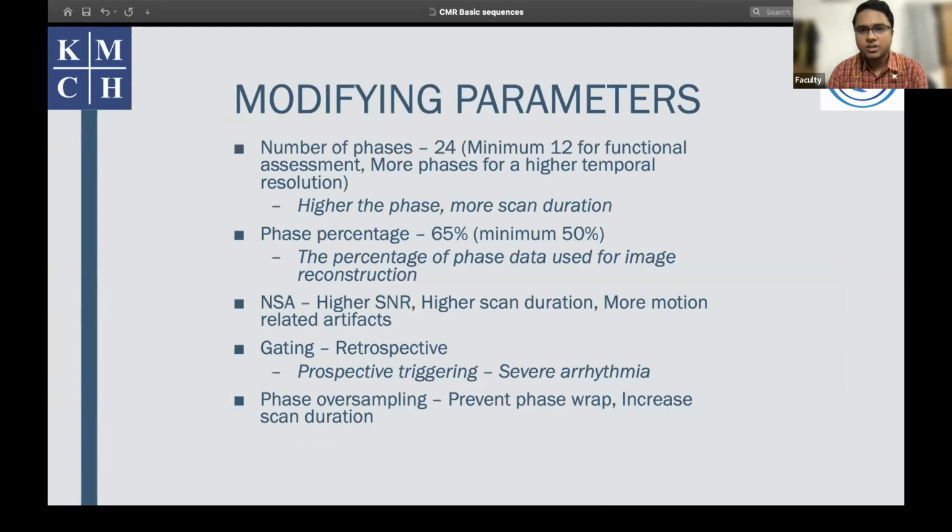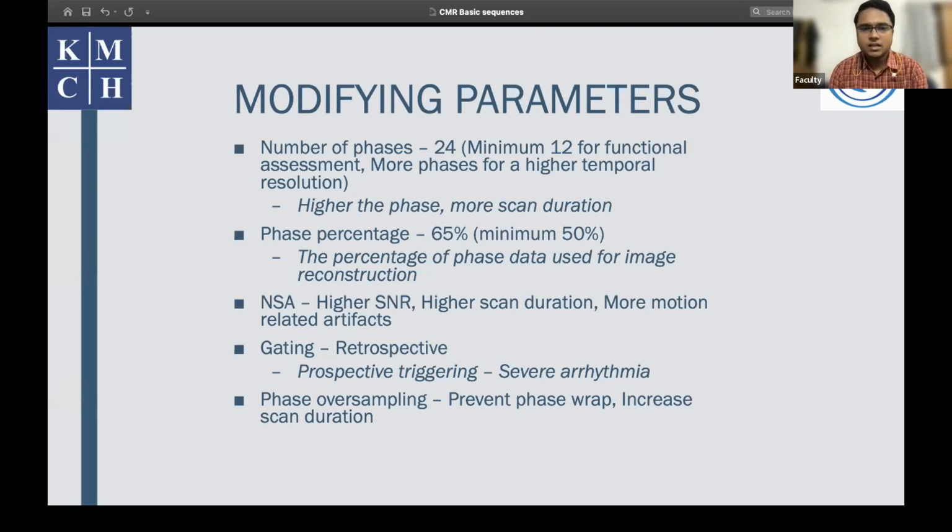Coming to the parameters of a cine sequence. The first and foremost is the number of phases. So we usually use around 24 to 30 phases for cine sequences, which is a good compromise between better temporal resolution and the data that is needed for functional assessment. Suppose the patient is not able to hold breath for a long time, then we can decrease the number of phases to bring down the scan duration. But keep in mind that at least 12 phases have to be there for us to get reliable functional data in a cine sequence.